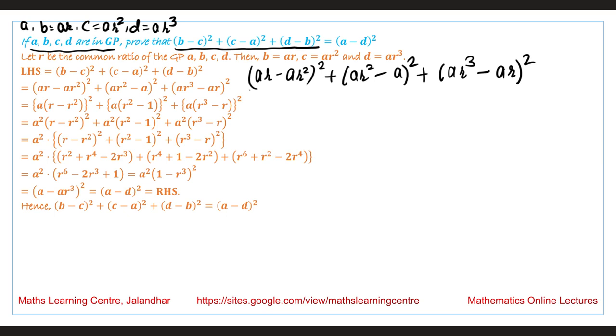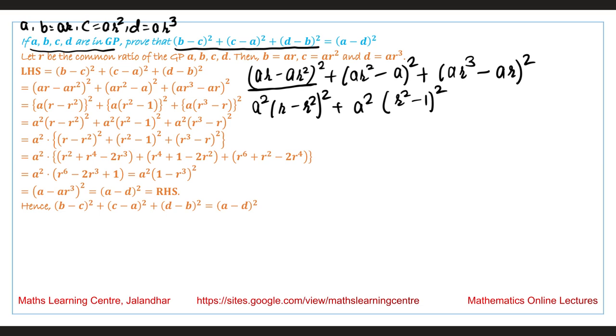Now from this first term we can take A common, and we are having A square into R minus R square whole square. From this next term we can take A common, so it is plus A square into R square minus 1 whole square.